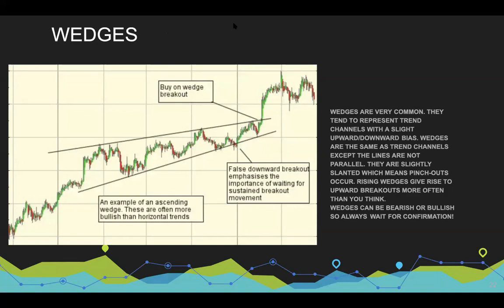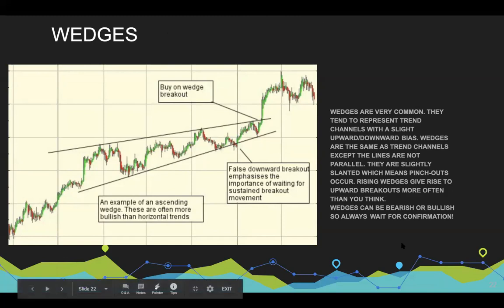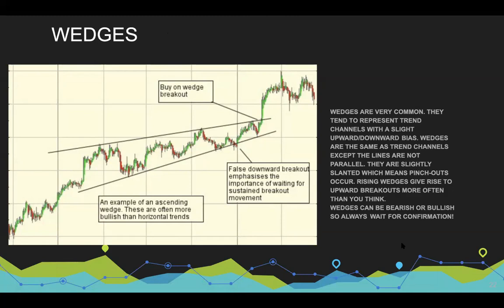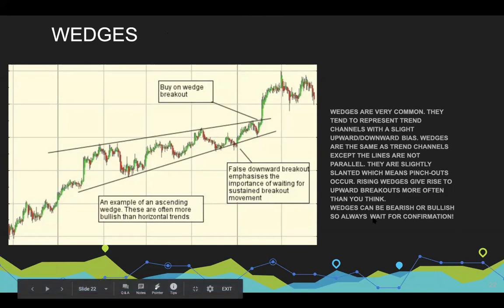Wedges. Wedges are very common. They tend to represent trend channels with a slight upward, downward bias. Wedges are the same as trend channels, except the lines are not parallel. They are slightly slanted, which means pinch outs occur. Rising wedges give rise to upward breakouts more often than you think. Wedges can be bearish or bullish, so always wait for confirmation.